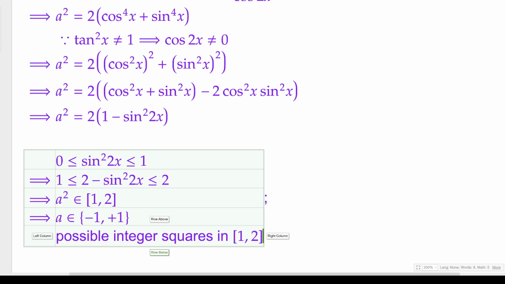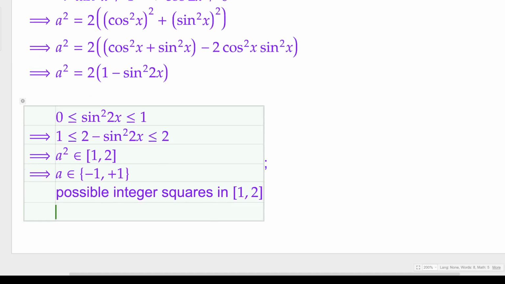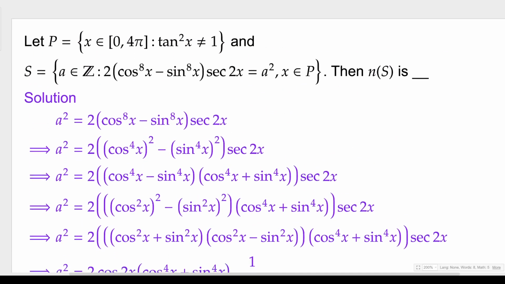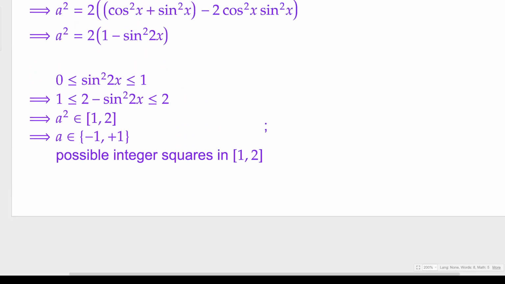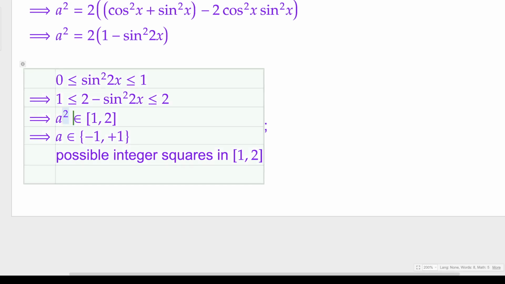So from this we can clearly observe, and why integer, because whatever value of x has to satisfy for this one, a will pick up values from integers. So in the given interval, the only acceptable integers are positive 1 and negative 1, because if I talk about a square equal to 1, positive 1 and negative 1 satisfy as integers. But if I talk about a square equal to 2, in that case we do not have an integer.